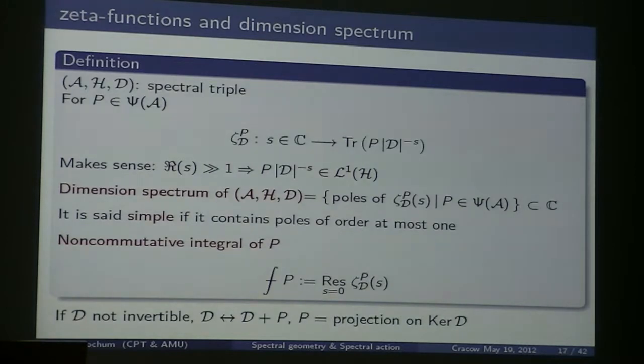Just a technical point, since the beginning I always assume that the absolute value of D is invertible. Well, it's not the case. You have just replaced D by D plus P, where P is a projection on its kernel. This kernel is always finite dimensional in this situation, so you know, it's a rank 1 operator, so no problem for the remainder.